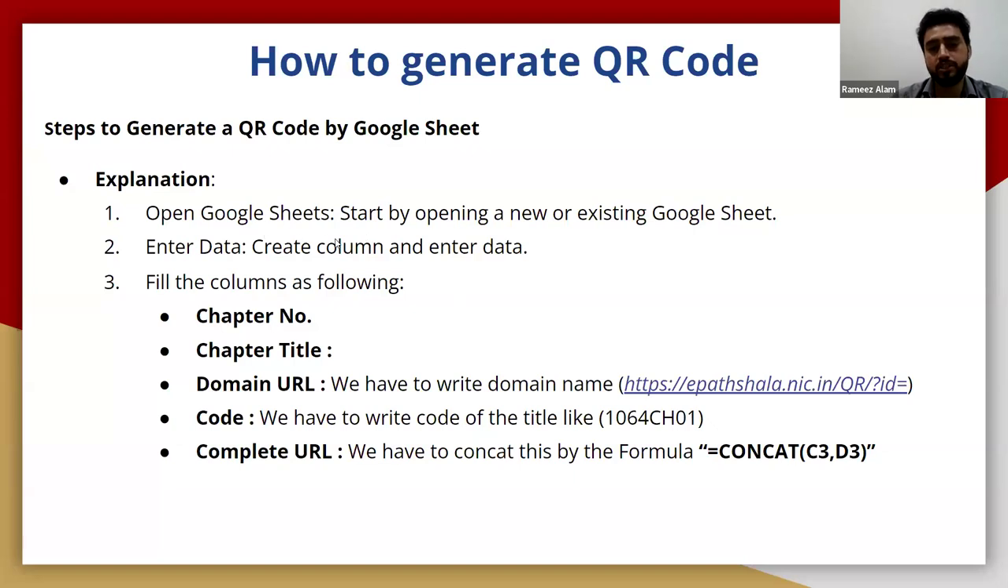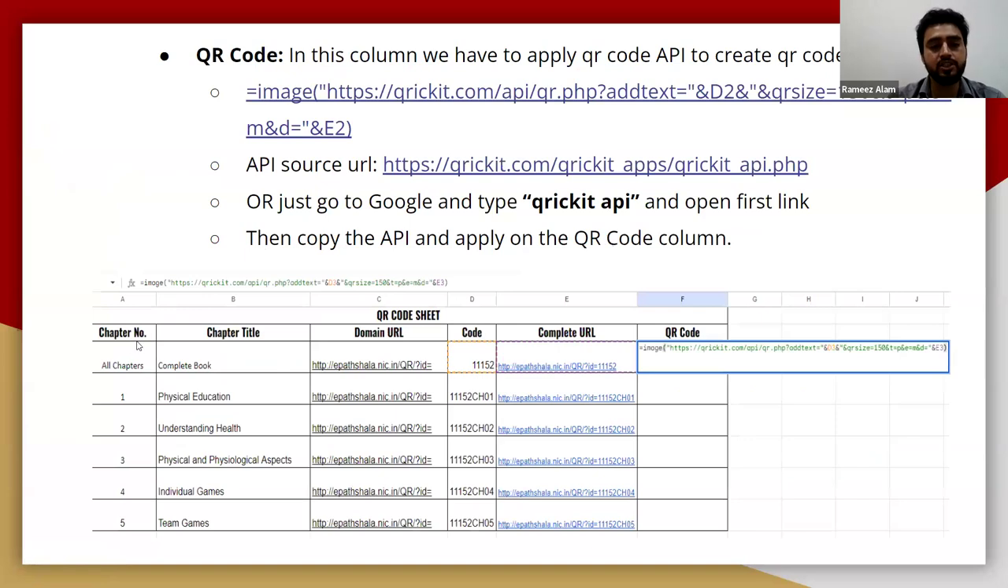Just open Google Sheet and start. Enter your data, populate your data, and fill the column names as follows: chapter name, chapter title, domain URL, code. You can change these column names as per your convenience or requirement.